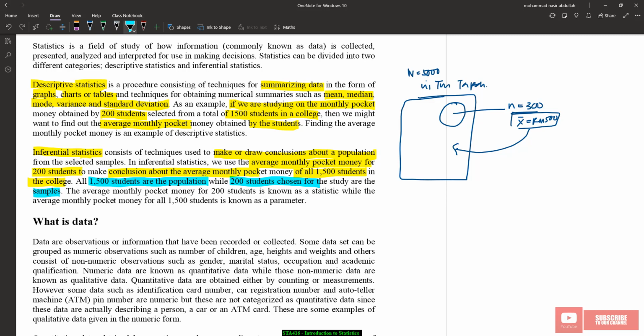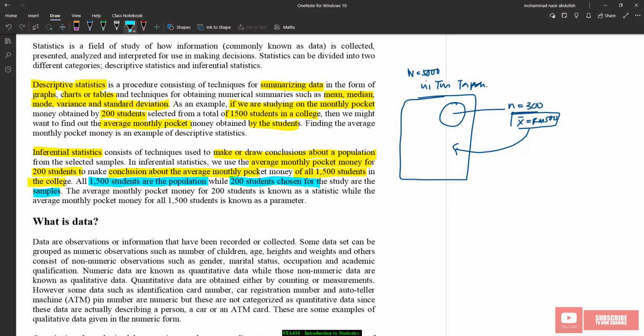Right? This is important. The definition of statistics consists of how information, or commonly known as data, is being collected, organized, analyzed, interpreted, and presented. Right? So the combination of all 5 elements is the definition of statistics. So there are 2 types of statistics. First is descriptive statistics, another one is inferential statistics.